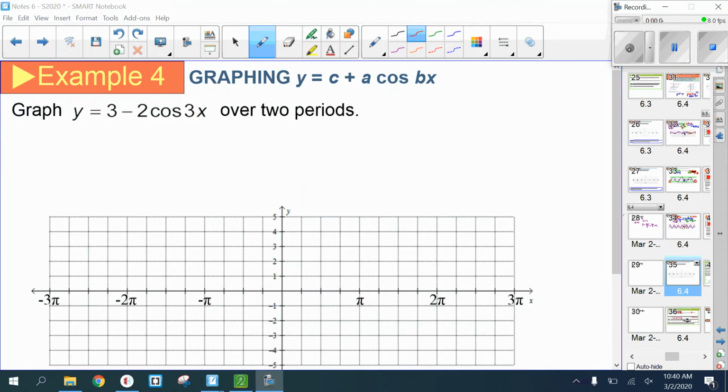All right, I see that 3 again. I'm going to change the 3. I don't like that 3, so I'm going to change the 3 to a 1/2. So change that 3 to a 1/2. That's going to affect the period.